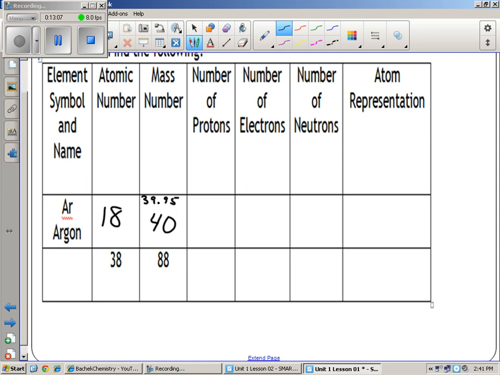Remember, the atomic number from the notes on the last slide says the atomic number and the number of protons are the same, right? So this tells you how many protons are in the nucleus. That's what the first number tells you. So we're going to have 18 protons.